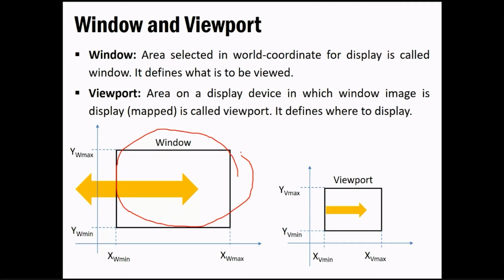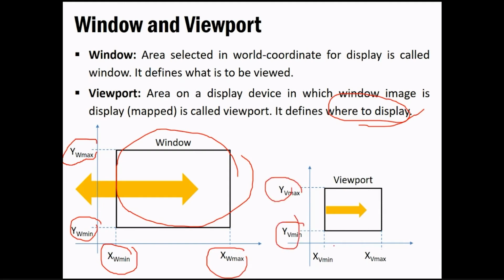Okay, on a display device in which this window image is displayed, and that is known as the viewport. So it defines where to display the whole thing. So these are the few things which we will be using in the clipping algorithms. These are nothing but the coordinates, you can consider them the parameters. And out of that we'll try to understand a few things.